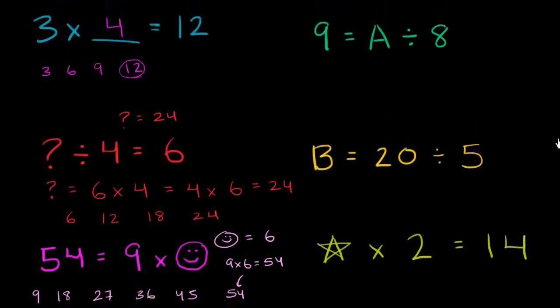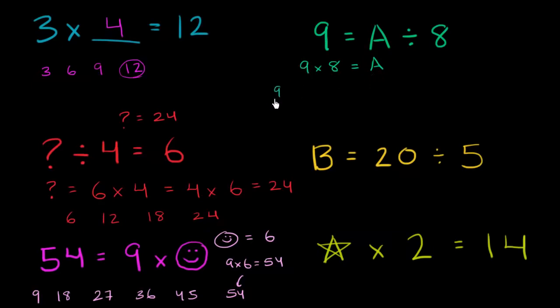Let's work on this one up here. 9 is equal to A divided by 8. Well, if A divided by 8 is equal to 9, that means that 9 times 8 must be equal to A. If I divide A into 8 groups and I have 9 in each group, that means if I have 9 in a group times 8 groups, I must have the total number of things. So what is 9 times 8?